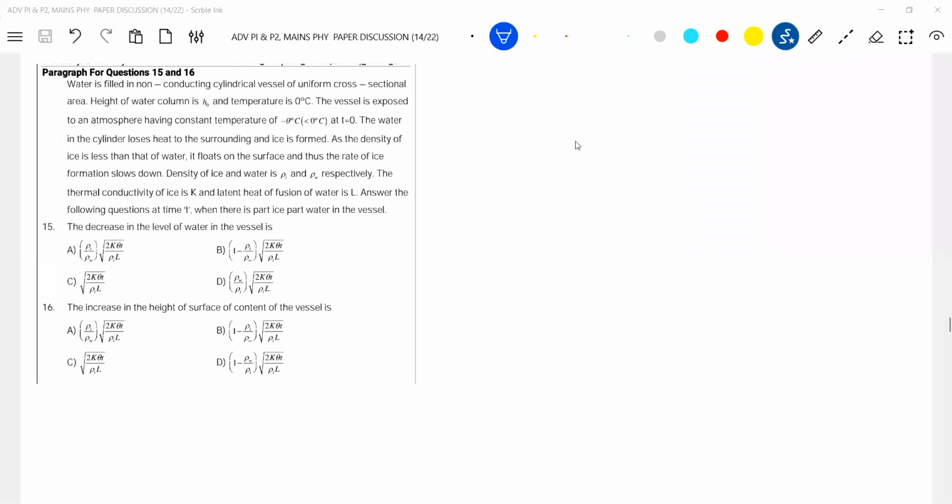So we have a vessel here like this. Height of water column is... The vessel is exposed to atmosphere having constant temperature minus theta degrees Celsius. Theta naught, it is okay, minus theta. The water loses heat to surrounding and ice is formed.